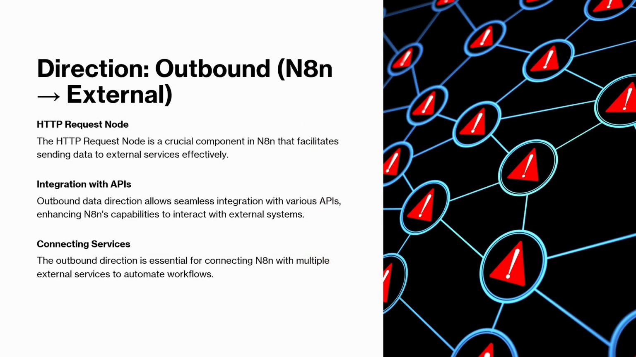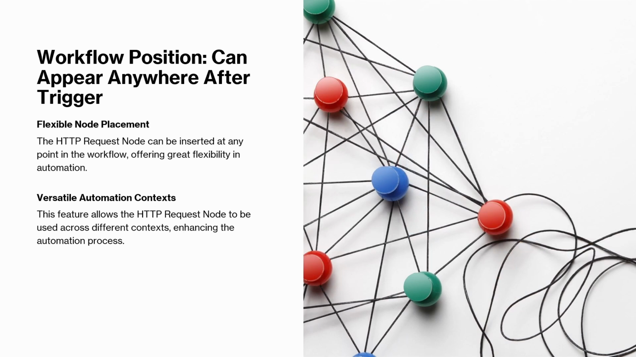It can be anywhere in your workflow, and it is a crucial component that facilitates sending data to external services effectively. Outbound data direction allows seamless integration with various APIs. You can connect to various APIs. In terms of workflow position, it can appear anywhere after the trigger. So the Webhook node has to be the first trigger, but the HTTP node can be anywhere within your automation workflow, which provides great flexibility and can be used across different contexts, enhancing the automation process.